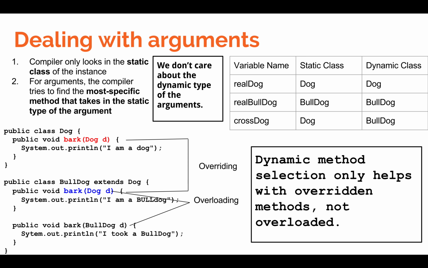Does that make sense? From the example, this is in red, this is in blue. The fact that there was a separate method that took a bulldog, the fact that the bulldog's bark method was overloaded, didn't matter to us. So overloading does not matter for dynamic method selection. Only overriding matters. Cool? More questions on this part I'm going to take later because we have more things to get through. I'm going to move on in the interest of time. Sorry about that. Hopefully this is helpful.